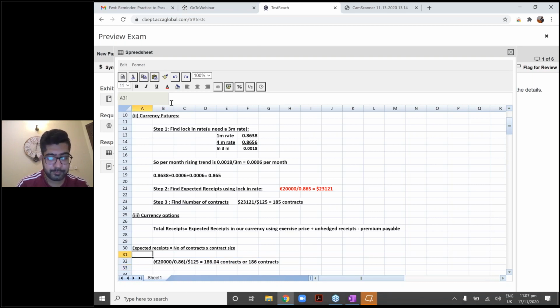This was the subformula of number of contracts. Number of contracts is computed in this manner: expected receipts in foreign currency over the exercise price that's given, divided by contract size, giving 186.04 contracts. If you do 187, that will be overhedged. That's also allowed, but my strategy is to underhedge, reduce the decimal figure, round down. So 186.04 contracts, or 186 contracts. This is the number of contracts. Now you get the expected receipts as follows.